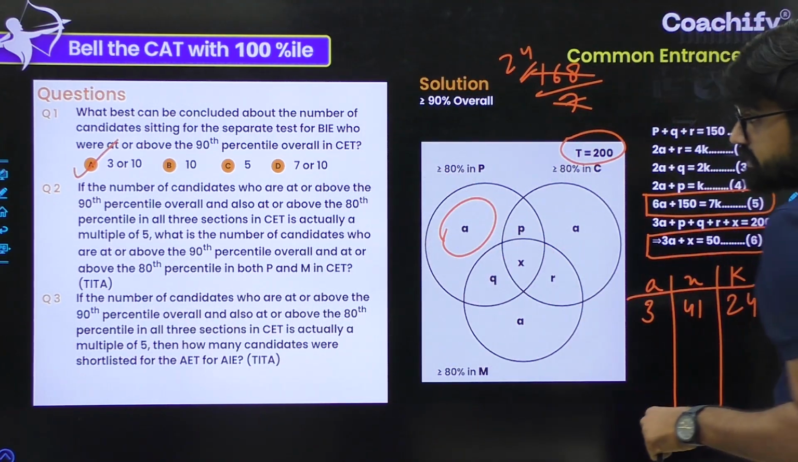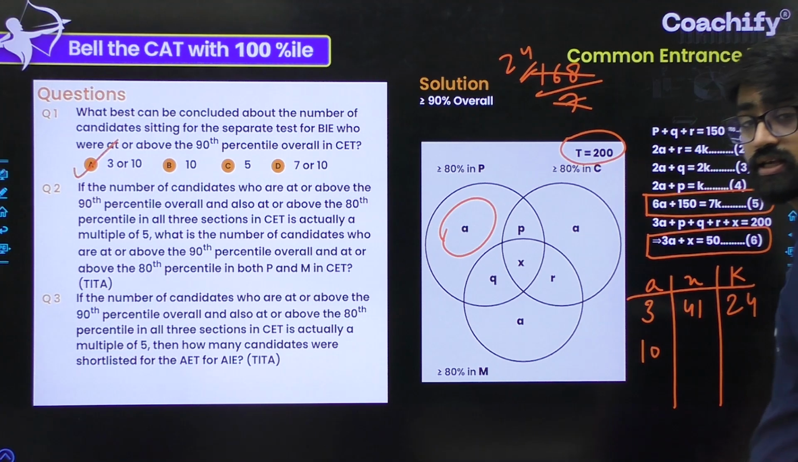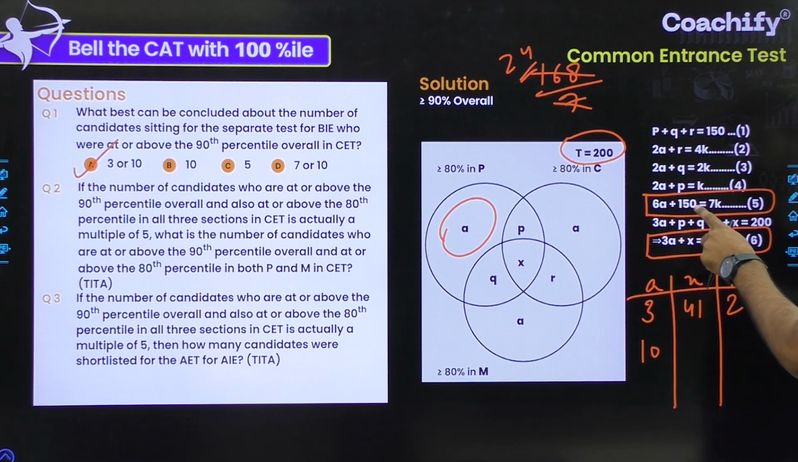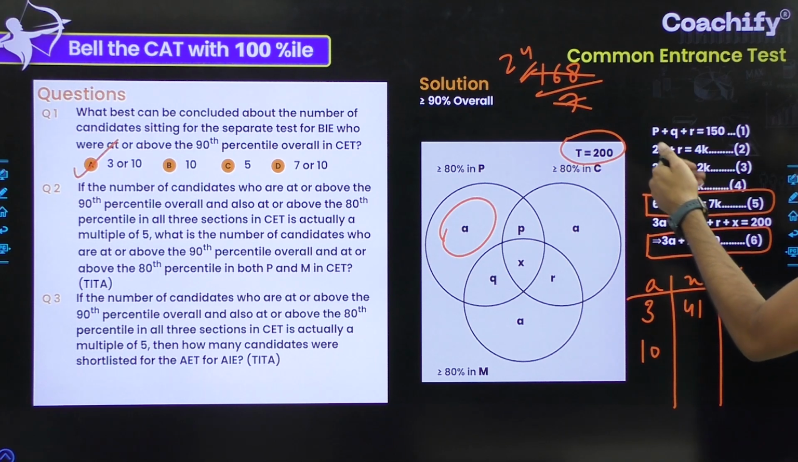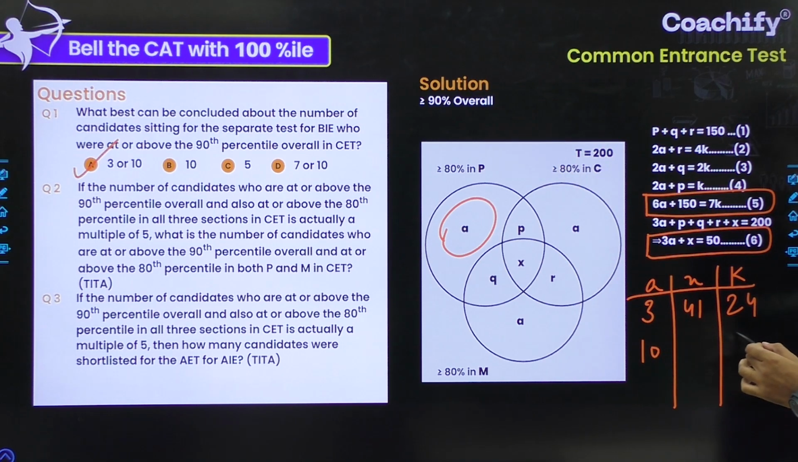So from this we can say that if 3 is one value, then 10 will also be there as one value. So if we take A as 10, this becomes 60. 150 plus 60 becomes 210. And 210 when divided by 7 becomes 30, right? And when A is 10, this becomes 30, X becomes 20. These are the values that we are getting.